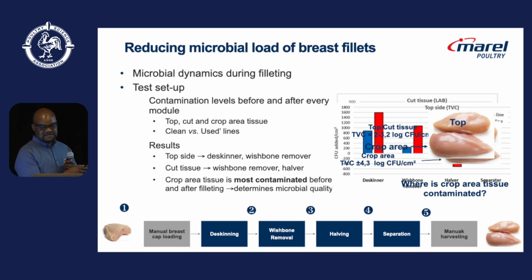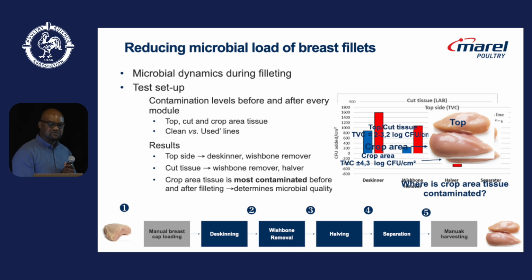Thereafter, we also looked, as I mentioned before, at the cut tissue, so the bottom side of the fillet. And there we determined that all the modules which are actually cutting the fillets are introducing bacteria to the fillets. So for example, the wishbone remover, the halver, and the separator. But as you can see as well, once the lines became a bit contaminated, especially the wishbone remover, they were adding a lot more bacteria to the bottom or the cut side of those breast fillets. And that suggests again that if we would more frequently clean these units, we could reduce the contamination level on the bottom side of the fillet as well.